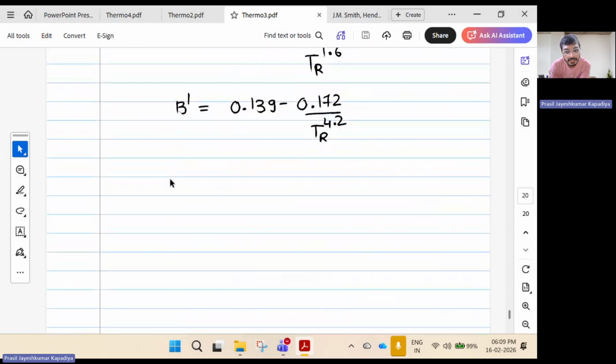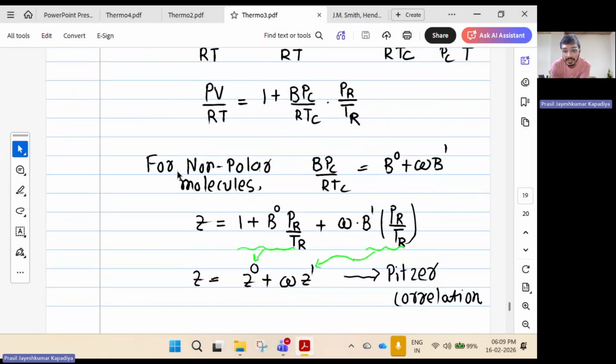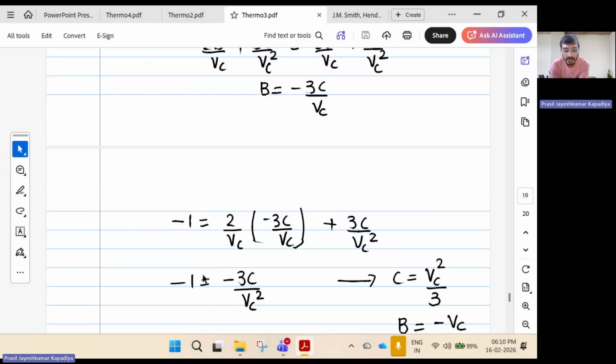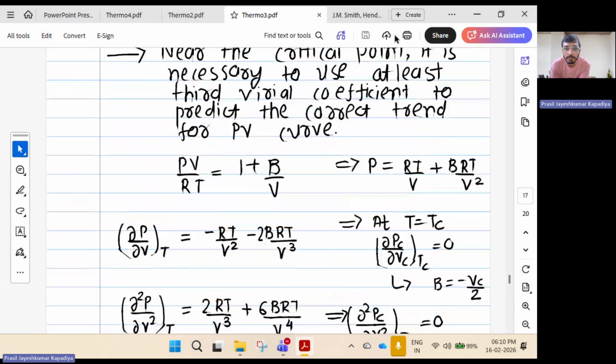And this additional thing that we learned, the Pitzer correlation: Z is nothing but Z naught plus omega times Z prime. Z naught and Z prime charts are available in the literature, and from there this compressibility factor can be estimated. Okay, so this is what we studied in the last class. So this is one way of estimating real behavior of gas.